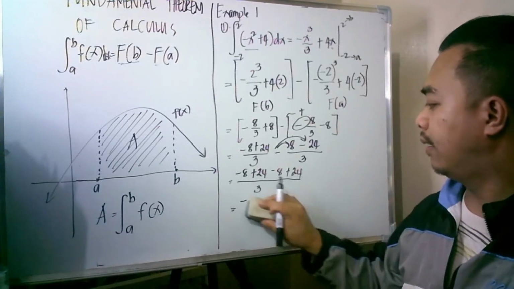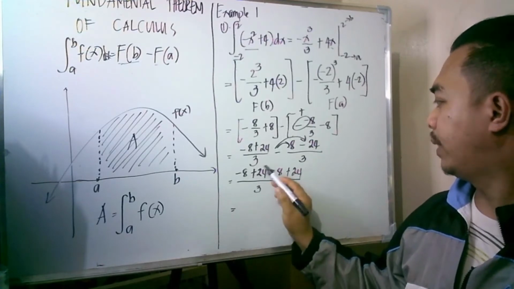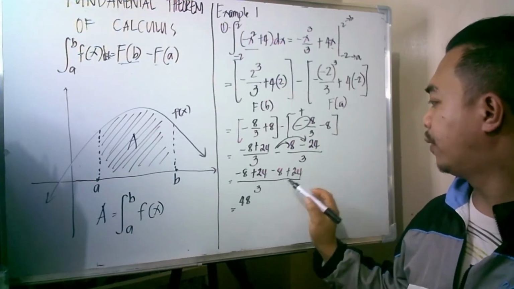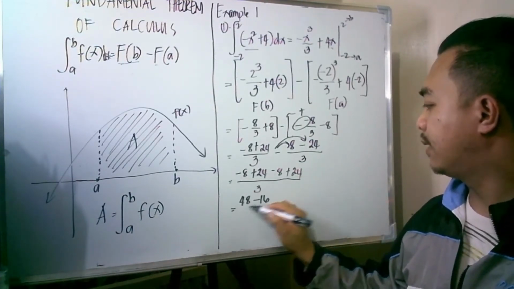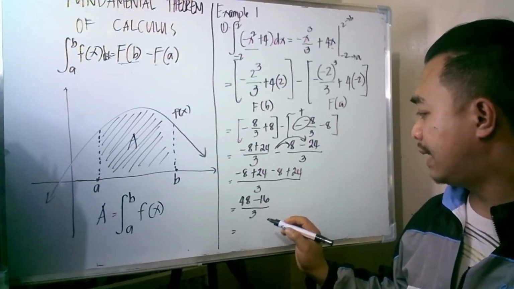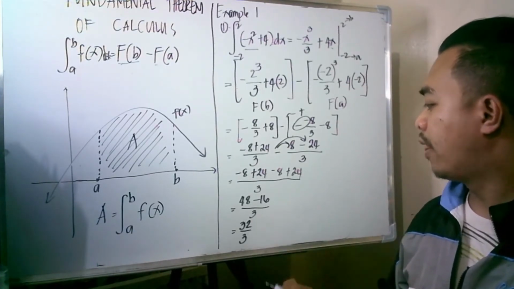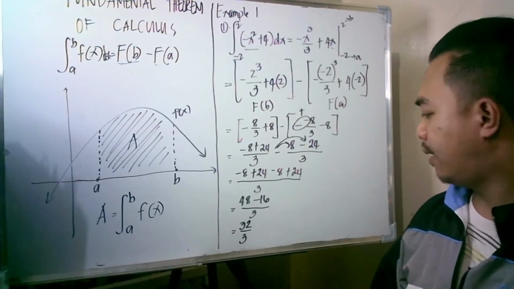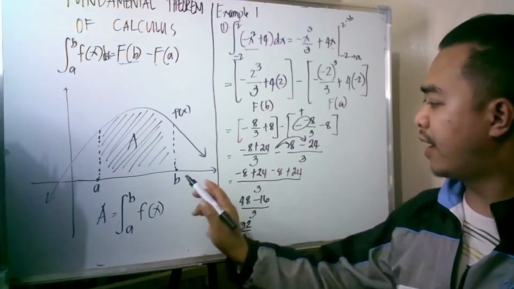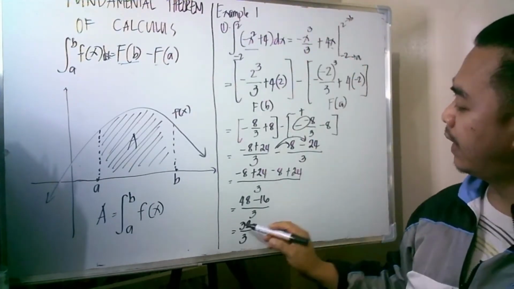Pwede nating calculator na yan, no? Or pwedeng 24 plus 24 ay 48. 24, 48 minus 8 minus 8 minus 16 over 3. And then for 48 minus 16 is 32 over 3. Can we reduce this one? I don't think so. So since area ang pinag-uusapan natin, pag ganyan lang, no, we can actually stop here.